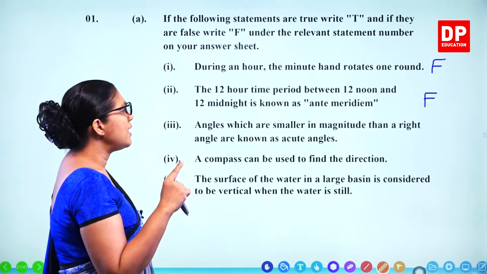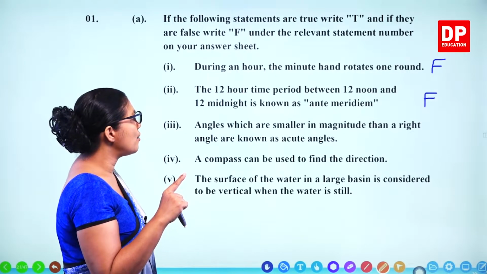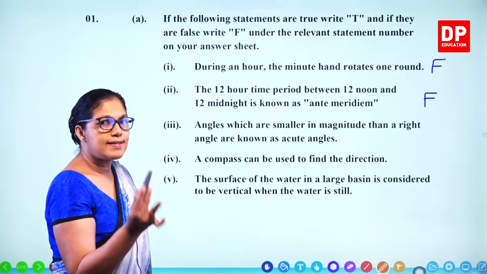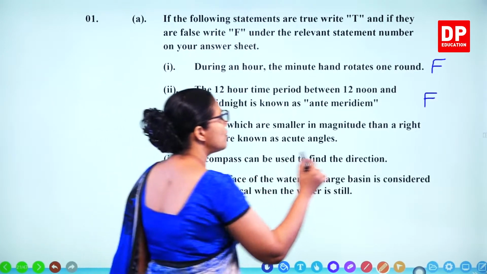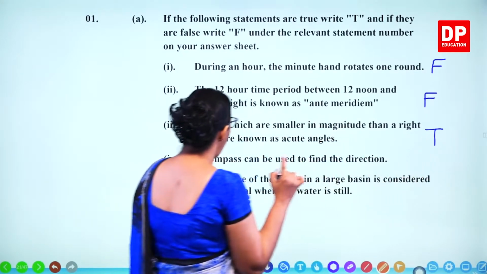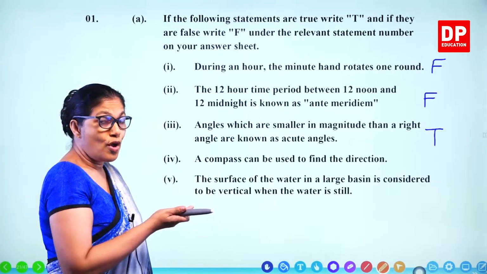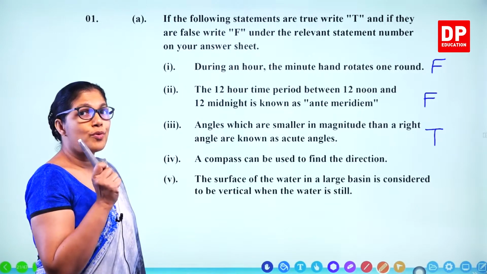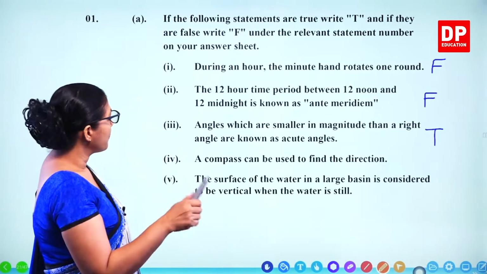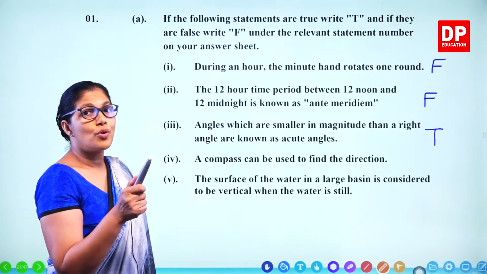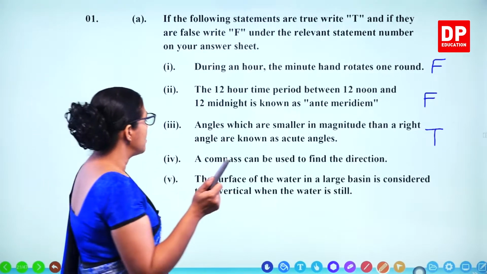Angles which are smaller in magnitude than a right angle are known as acute. That's true. Less than 90 degrees, we say acute angles. That's true. A compass can be used to find the direction. That's true. So when you open the compass, you get a red arrow. So shows the north direction. So that's true.